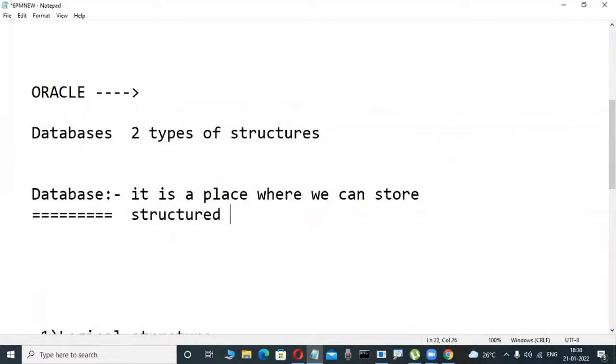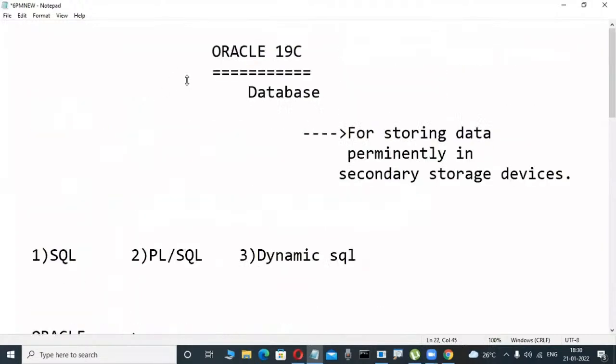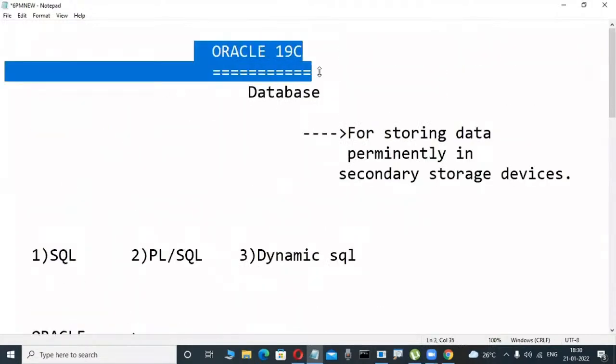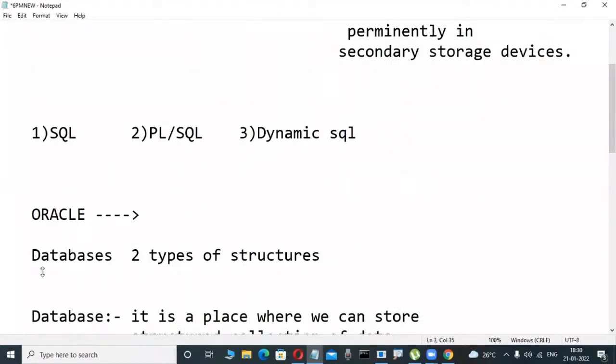Structured collection of data. What is data? What is information? What is DBMS? That is later. Structured collection of data. Observe here. Actually, whenever we are installing Oracle or any relational database software, what is a database actually?